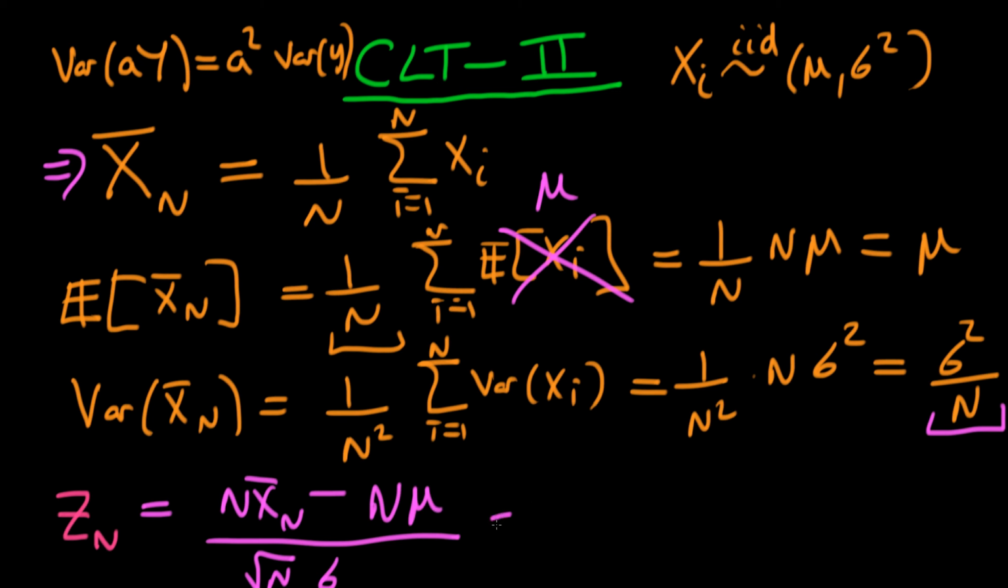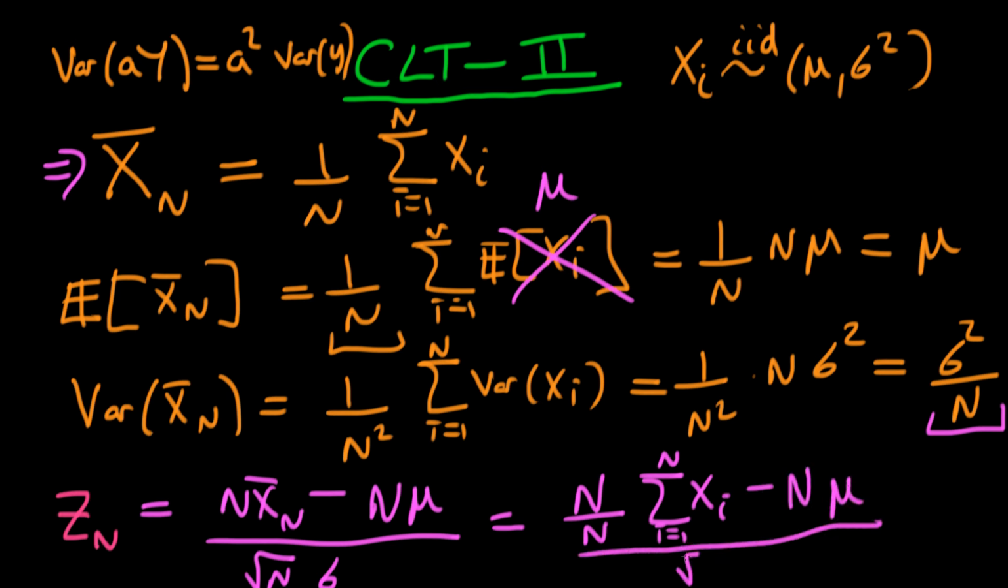So that's not actually itself that difficult to do. But what we can do is gain some valuable insight into Zn by writing it out in long form. And by long form, I mean replacing x bar n with its actual definition. So on the top, I've got n times x bar n. Well, x bar n is just 1 over n times the sum from i equals 1 to n of the individual xi, minus n mu. And then I'm dividing all of that by root n sigma. Okay, so these n's are going to cancel with one another, and we're just going to be left on the top with the sum from i equals 1 to n of xi minus n mu.